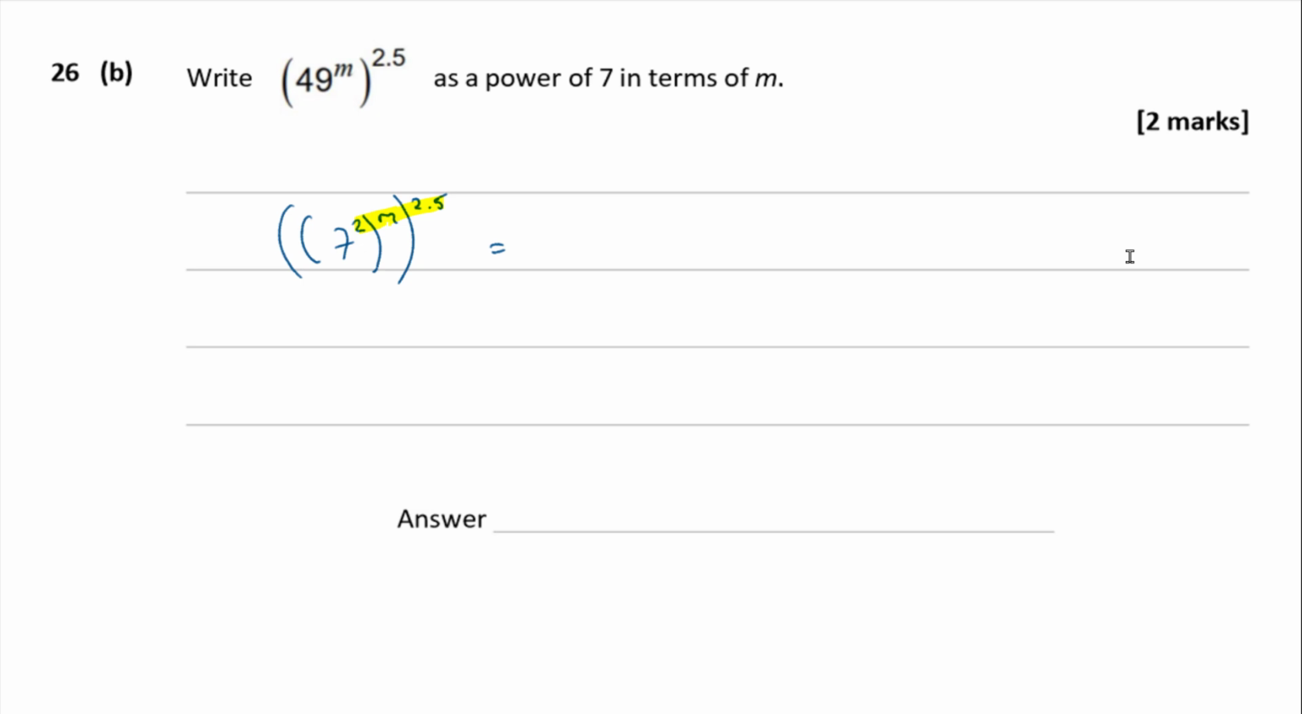Okay, so I think I'm going to multiply the 2.5 by 2. That's going to give me 5. So this is just the same thing as 7 to the power of 5m. Okay, I think that's it. Yep, right. That as a power of 7 in terms of m. 7 to the power of 5m. Done.